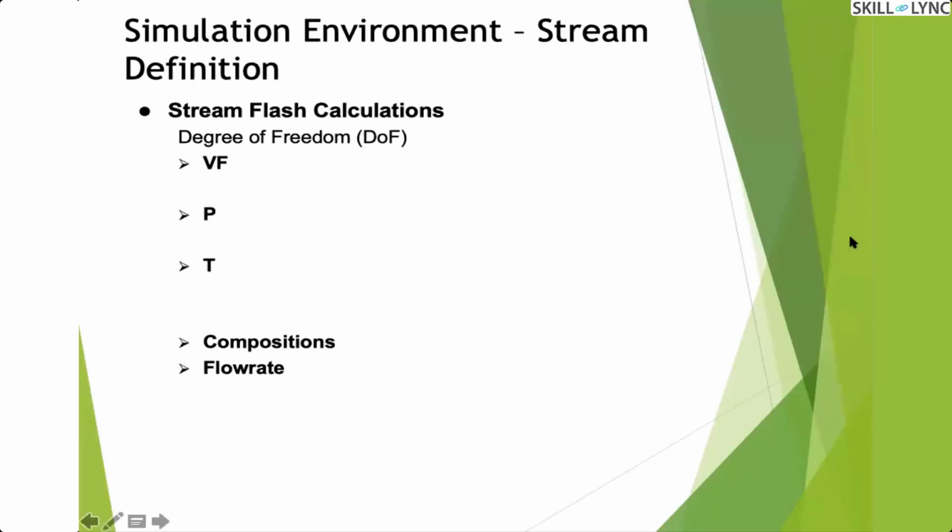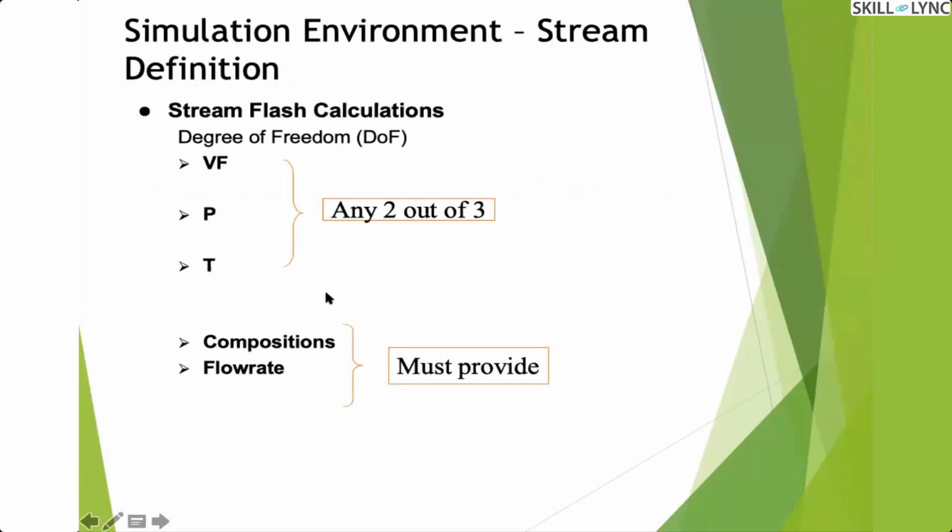So here, when you have a stream, VF is vapor fraction, pressure, and temperature. Out of these 3, you have to specify any 2. Either vapor fraction and pressure can be specified, so that Hysys will automatically give you the temperature, or if you specify pressure and temperature, it will give you the vapor fraction. You should use any 2 out of these 3, and then you should specify your composition and flow rate. So your degrees of freedom will be satisfied. Once you give those, the stream will get converged.